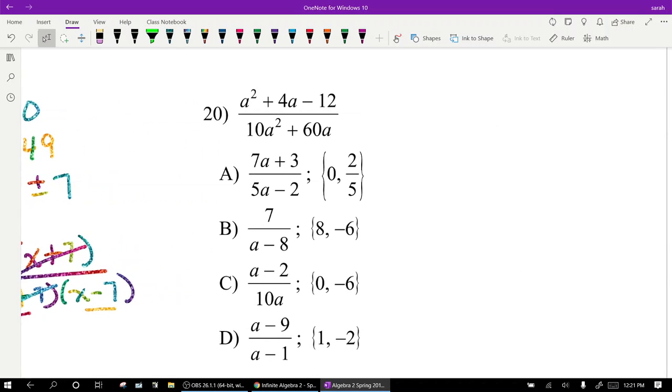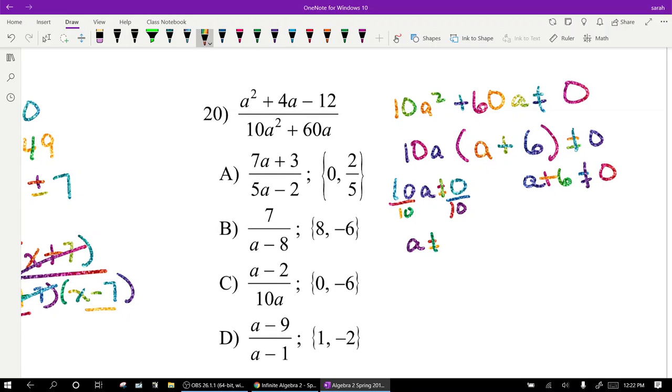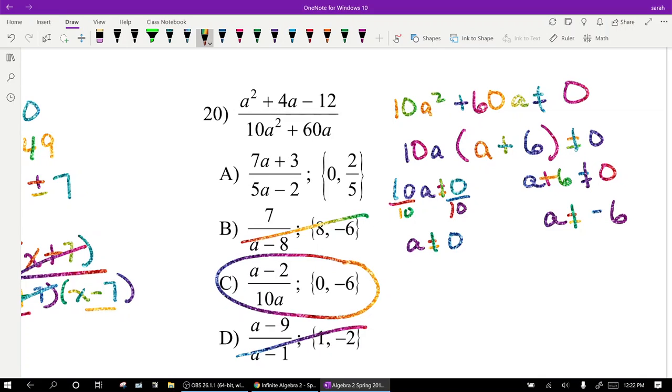20. All right, let's go ahead and check our excluded values first. So let's just say I've got 10a squared plus 60a, and that cannot equal 0. I can see that I have a common 10a in both terms, so that's going to leave me with a plus 6. 10a cannot equal 0, and a plus 6 cannot equal 0. So here, divide everything by 10. So a cannot equal 0, and a cannot equal negative 6. There's a couple that have only a cannot be 0, so that's not it and that's not it. But this one is our final answer, C, because it has both of them in there.